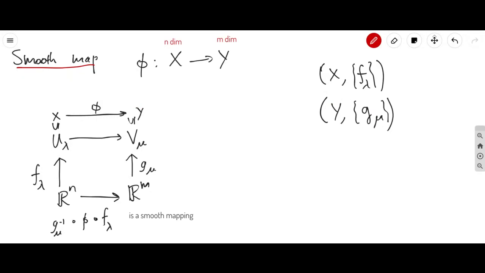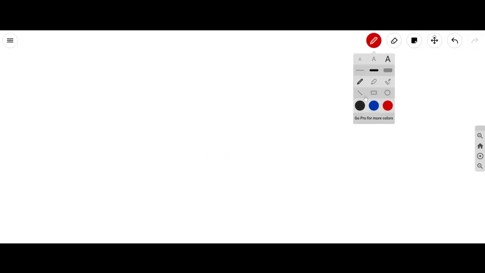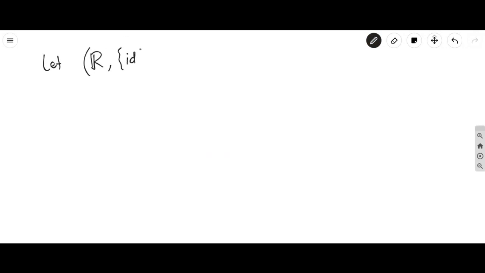And let me give you an example of this. So let's take this away. Let's look at this example. Let R, comma, identity denote the R with the identity chart.